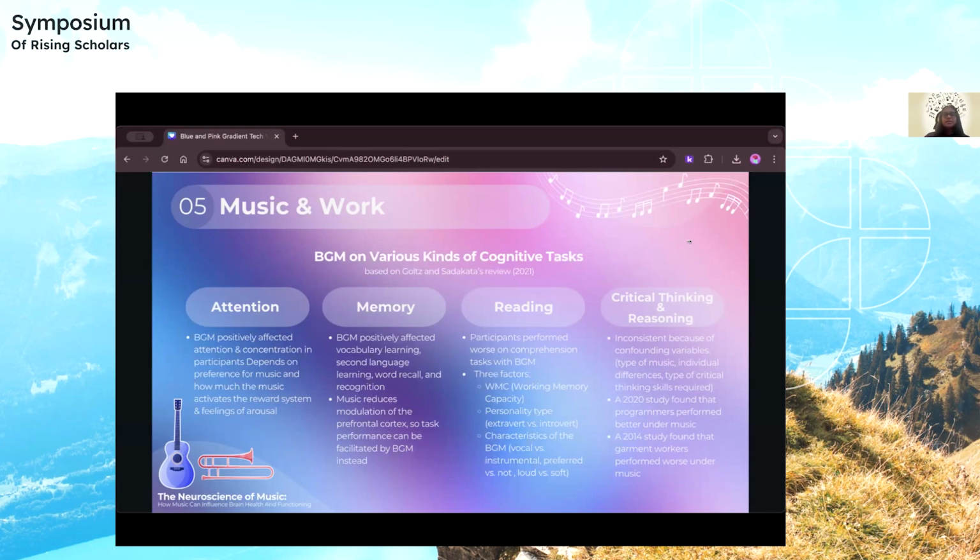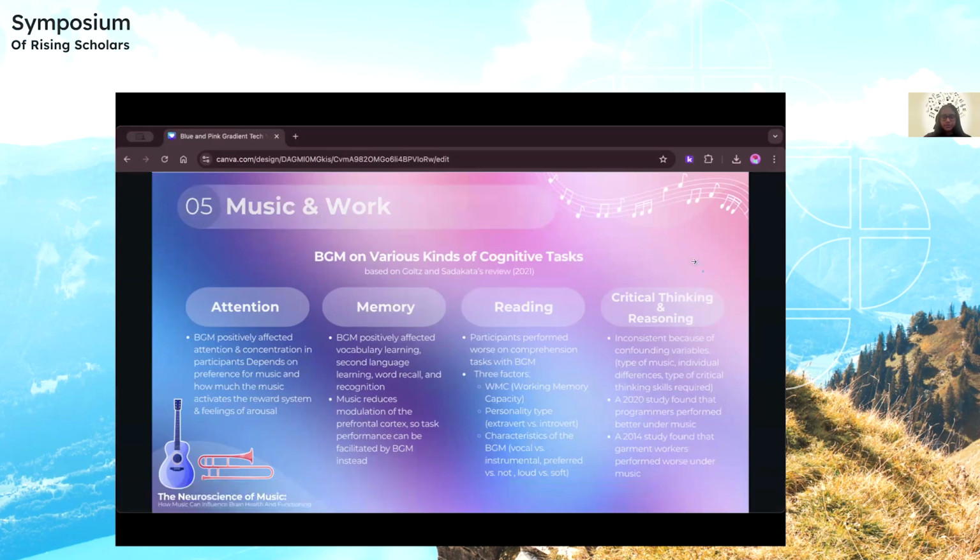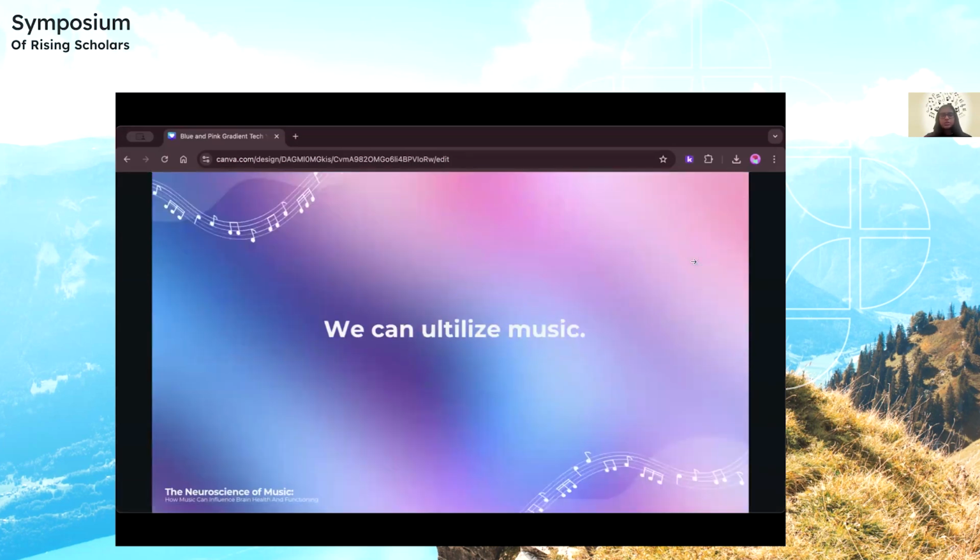However, the general consensus is that for different kinds of jobs, for example, comparing computer programmers to garment workers, it really depends upon the job you're doing how music is going to affect that. So overall, this is my main idea. We can utilize music more than just listening to it. We can integrate it in the fields of healthcare and therapy to really have a lot of great change going into them. I was talking about autism, right?